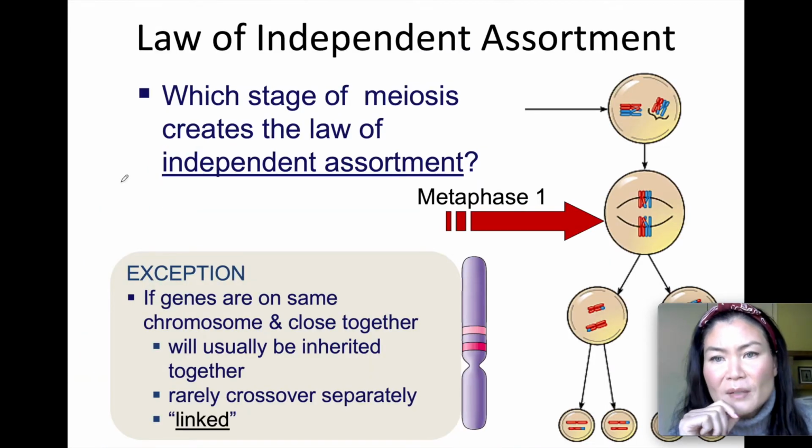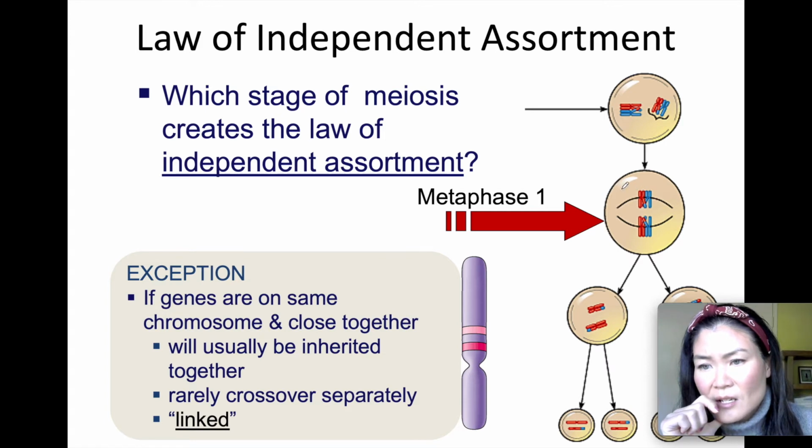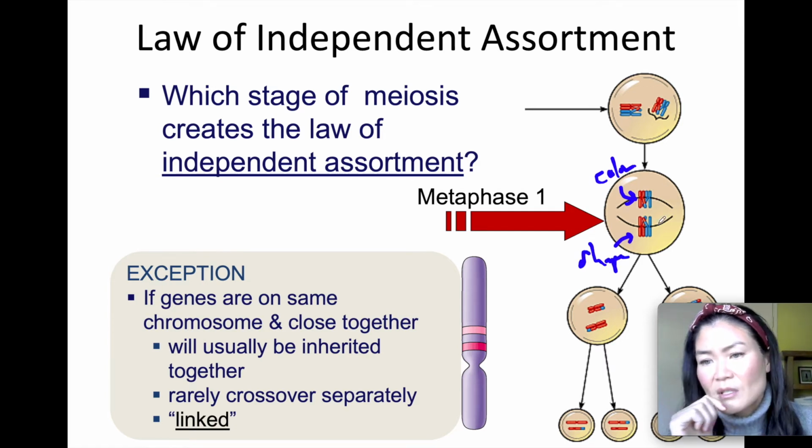So which stage of meiosis creates the law of independent assortment? Metaphase 1. Remember the way that they arrange themselves? Metaphase 1 is completely random. The gene for, say, seed color is here, and the gene for seed shape is there. The way that they line up is completely independent of each other.